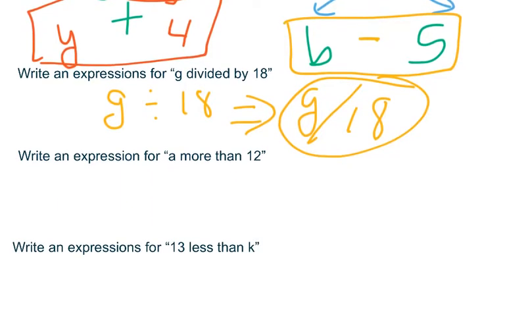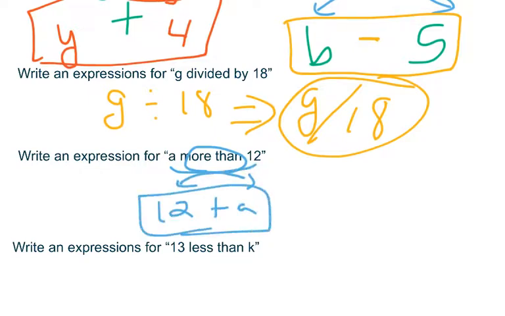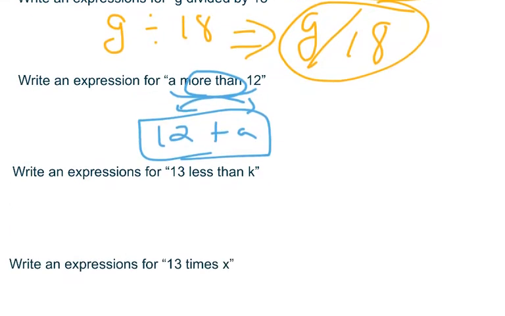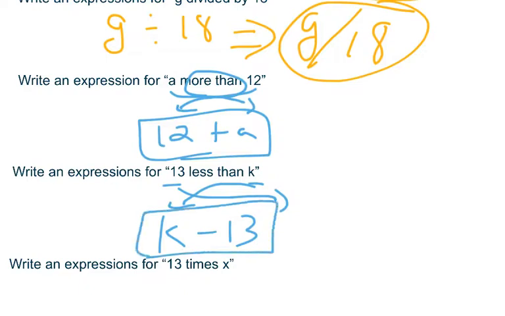Next up, you have a more than 12. This is an example of the more than. So we move the a over here and the 12 over here, and so you should have 12 plus a. This is an example of the less than feature again. So once again, we move these to the opposite side, so you should have k minus 13.